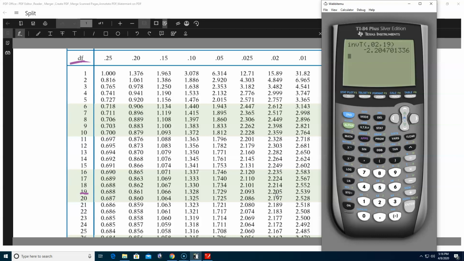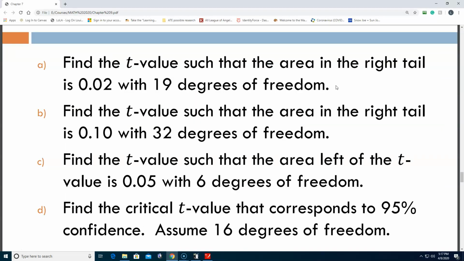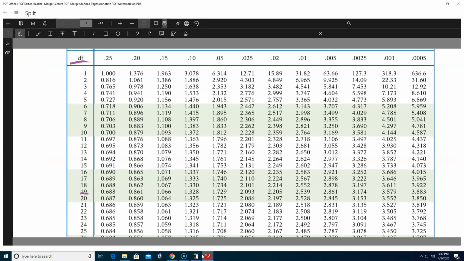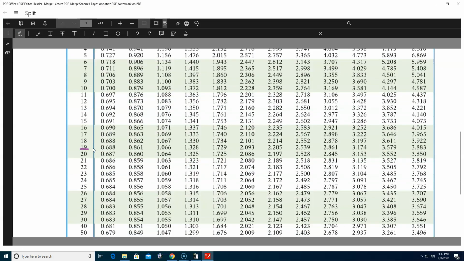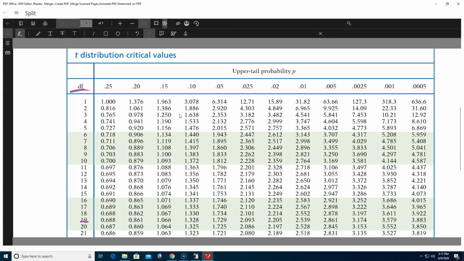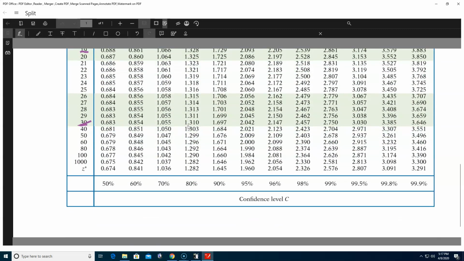For the next two, I'll use the chart for one, and then show you different methods. So the answer here is 2.205. Find the t-value such that the area in the right tail is 0.1 with 32 degrees of freedom. I'm going to go to the chart. With 32 degrees of freedom, we're way down here, roughly in this area. We need 0.1. Then our answer would be close to this value right here.